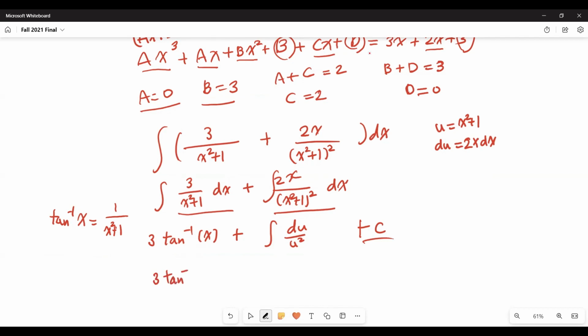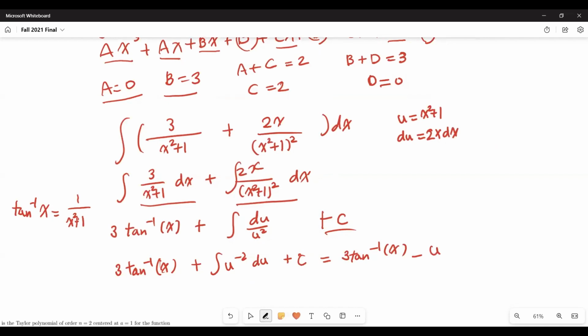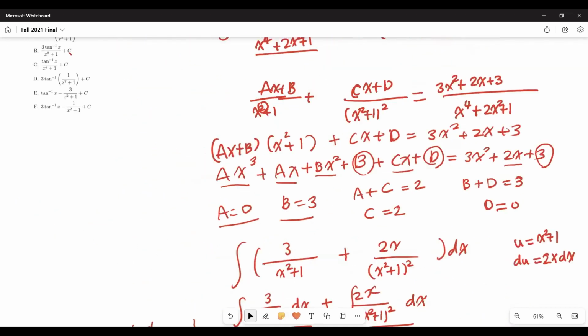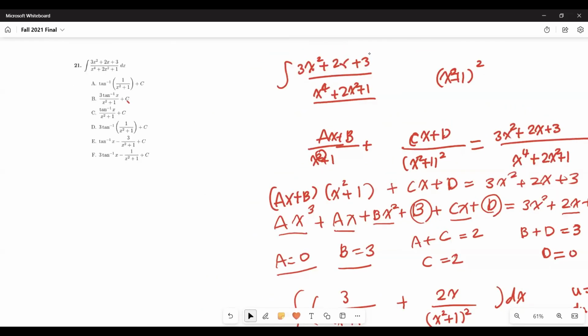3 tan inverse of x, and then plus the integral of u to the negative 2 du plus c, and then 3 tan inverse of x, and then this is the same as negative 1 over u plus c if you integrate it. So this becomes 3 tan inverse of x, then minus 1 over x squared plus 1 plus c. So if you find the same one that looks like that, it's going to be answer choice F. So the answer is F.